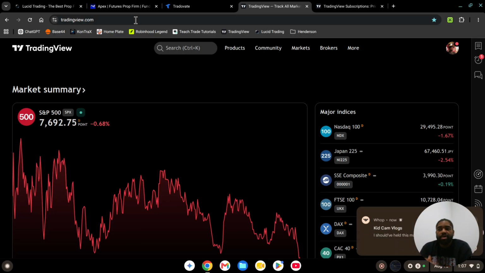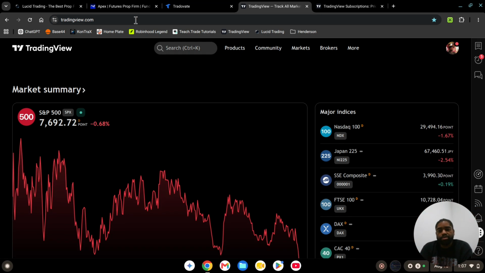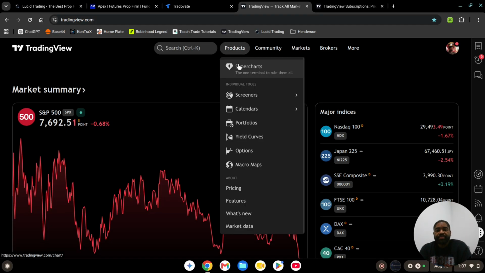Through this platform, you'll be able to make trades. You'll be able to read the charts, study the charts, put any kind of notes you want to put in. It literally is a do-all platform for everything trading. No matter whether you're doing futures trading, options trading, doesn't really matter what you're doing, it is a platform for all of this. To get into the actual charts, you can come up here to the top to products, click on super charts.